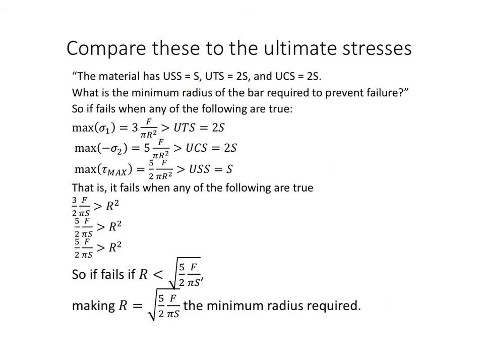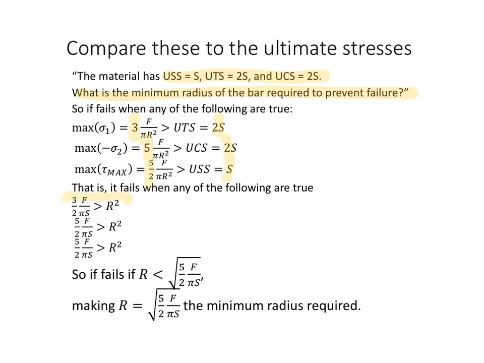So finally, we were told that material properties had a shear stress of S, whereas both tensile and compressive ultimate stresses were 2S. And our question was, what is the minimum radius? So we're trying to solve for r. So we know it fails when any of these are true, that 3 blah blah blah is greater than 2S, 5 blah blah blah is greater than 2S, or 5/2 is greater than S.